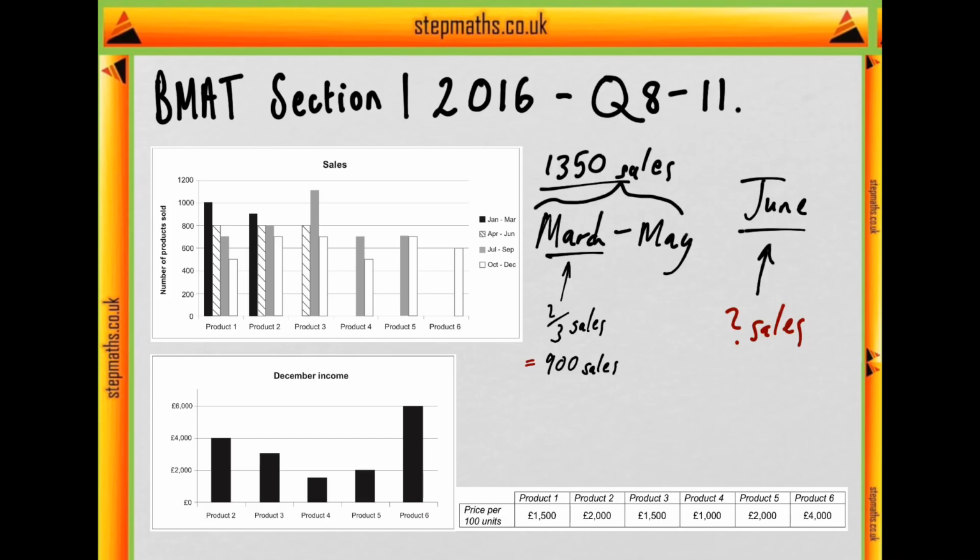So we know that in April and May, the 2 months also represented within this 3-month period, there must have been 450 sales. So we can write that here.